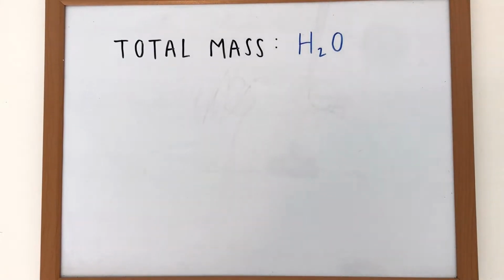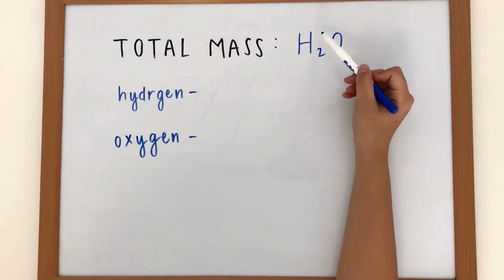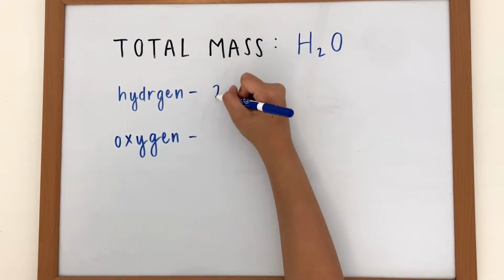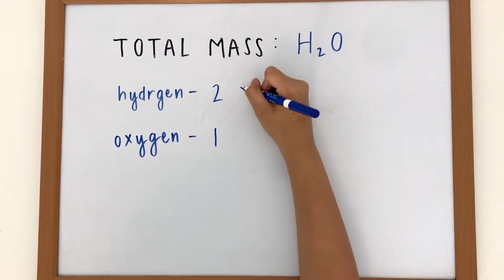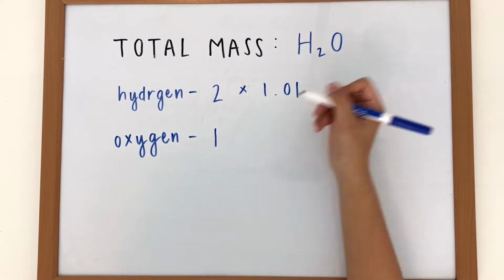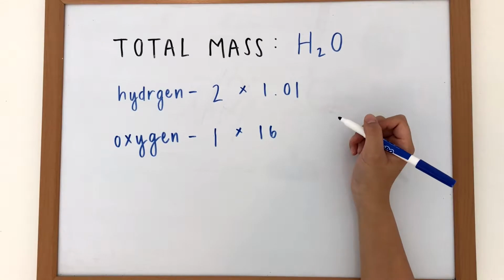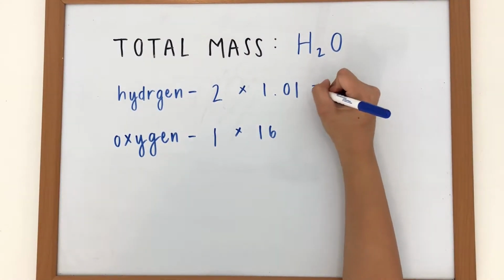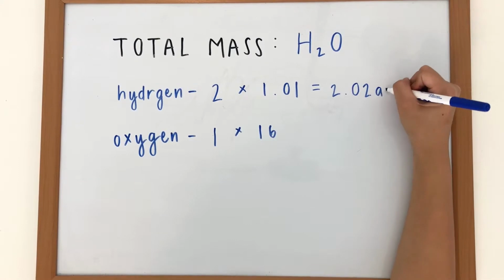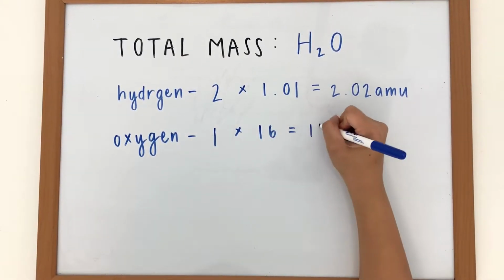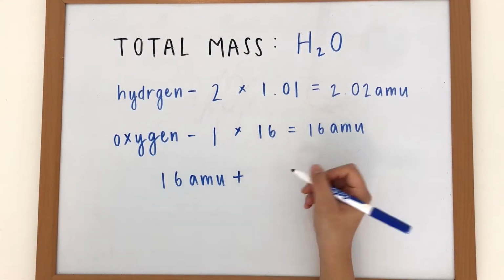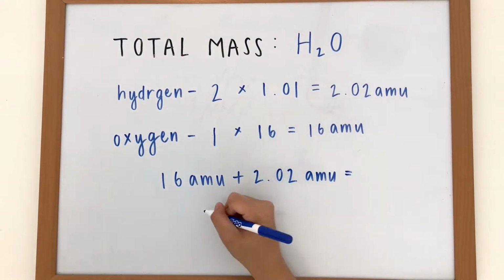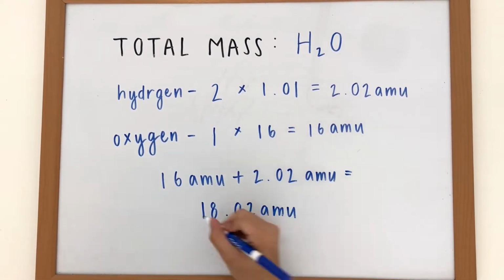Now, let's find the total mass of the compound. To do this, we count the number of each type of element in a single molecule. Looking back at the equation for water, we can see that there are 2 hydrogen atoms and 1 oxygen atom. This means that to find the total mass of the compound, we must multiply the atomic mass of hydrogen by 2 and oxygen by 1. The total for hydrogen would be 2.02 AMU, and the total for oxygen would be just 16 AMU. The total atomic mass of the molecule would be the sum of 16 and 2.02, which would equal 18.02 AMU.